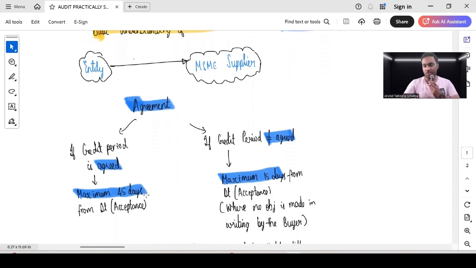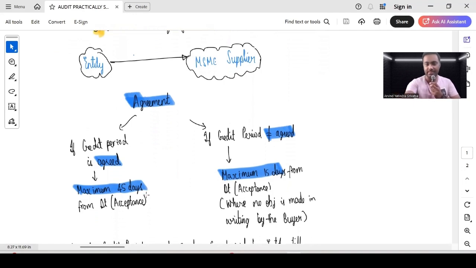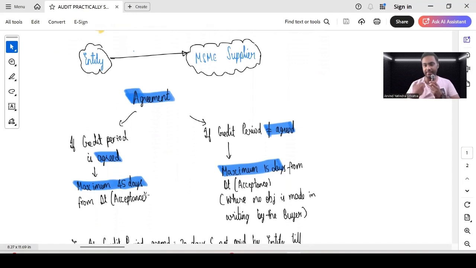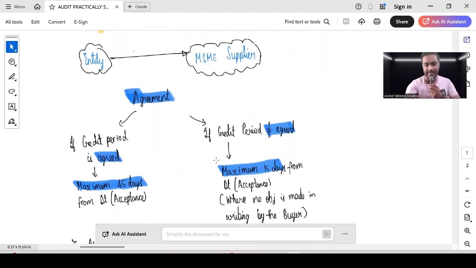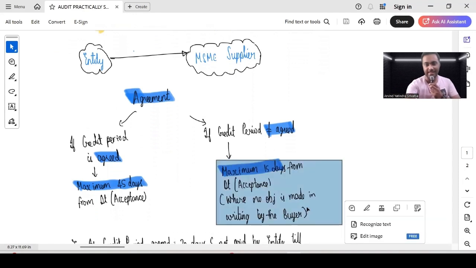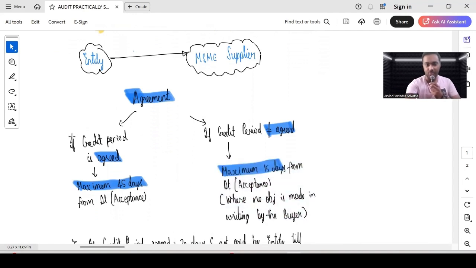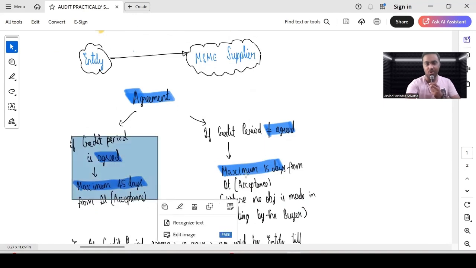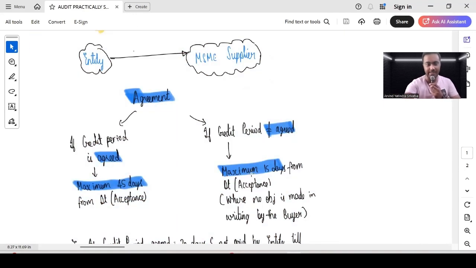And let's say they do not agree on a specific credit period. Then in such a scenario, there should be a maximum of 15 days from the date of acceptance. Assuming that the entity we are auditing does not make any objection to the goods or services received. So the day on which the entity does not make any objection is the date of acceptance in this case, guys. This scenario won't practically arise because your credit period would be agreed beforehand through your PO or through your invoice, guys. I hope that is very clear.